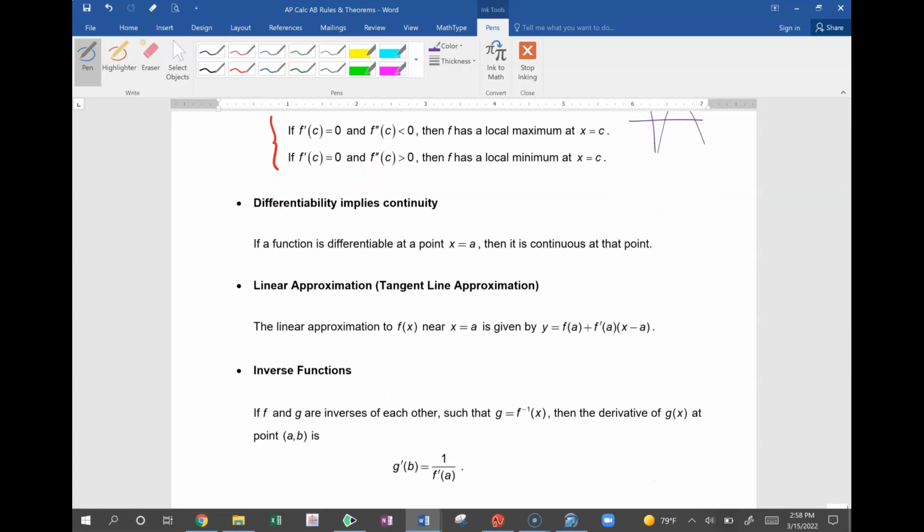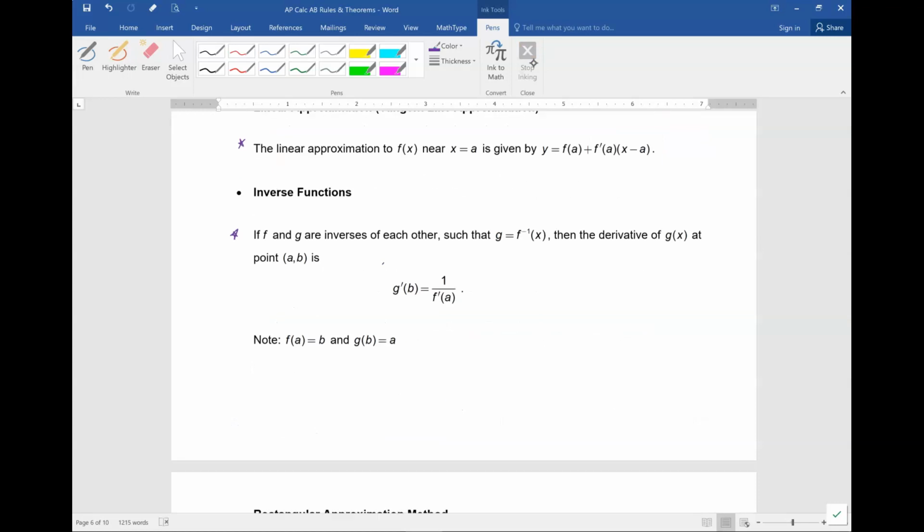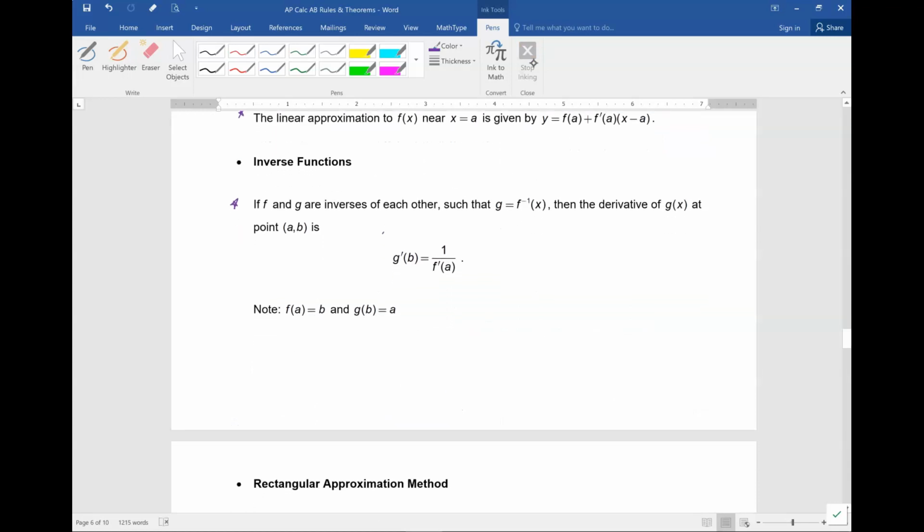Now, linear approximation will show up like 10% of the time, but we're going to do a couple years of FRQs where I think you'll get enough practice with this one, okay? Inverse functions, same thing. It's not very prominent on the AP test. At least, memorize this formula.